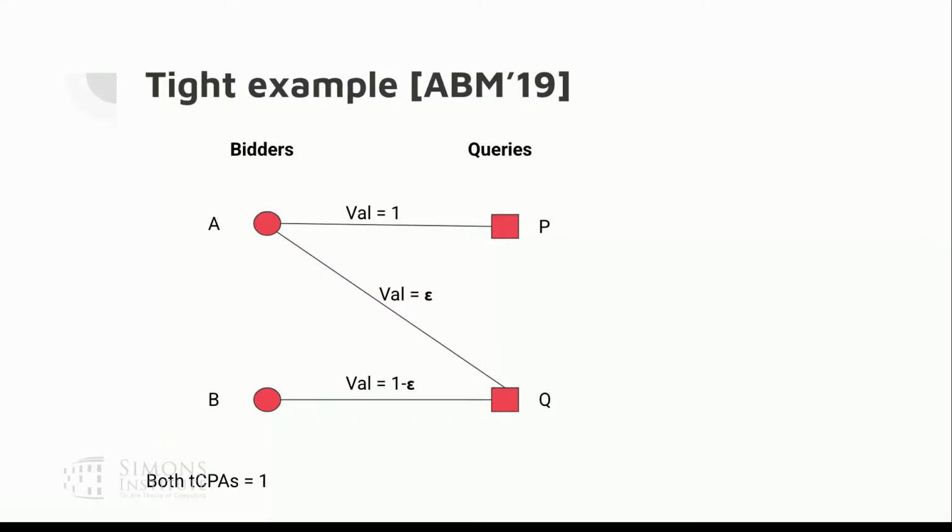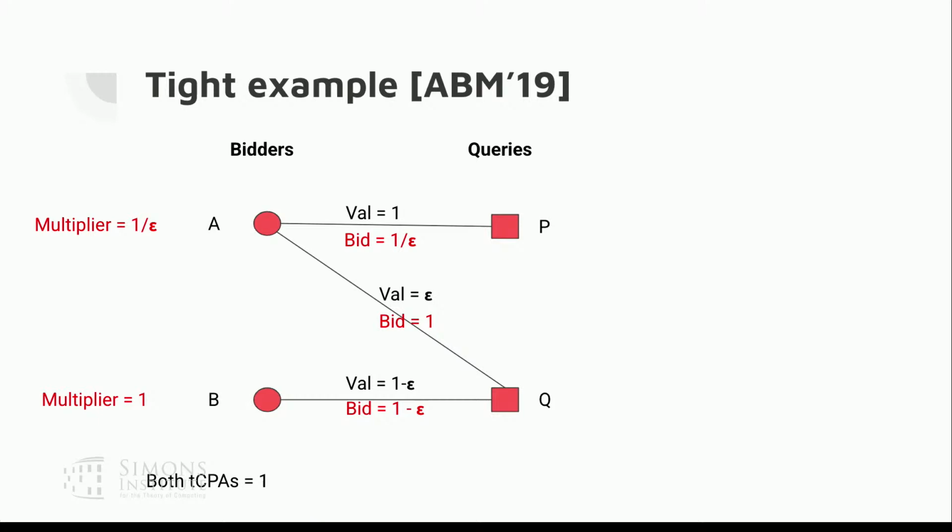Right? So for folks who work on online matching, this is the classic Z graph you think about. And what we would like to do is give P to A and Q to B, because that's the highest value bidder for that item. And let's say both the targets are 1, so they are equally weighted. And so your optimal efficiency would be 2 minus epsilon.